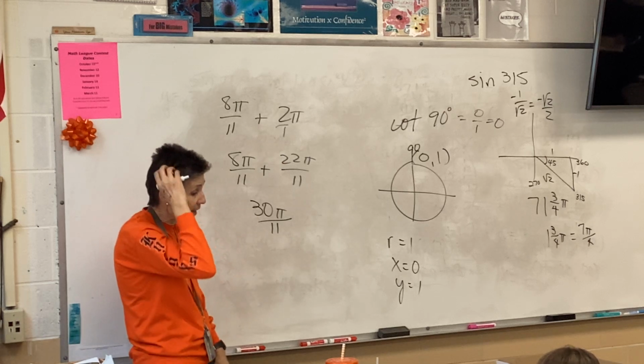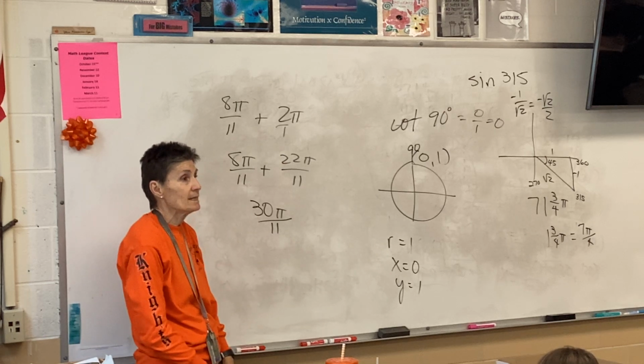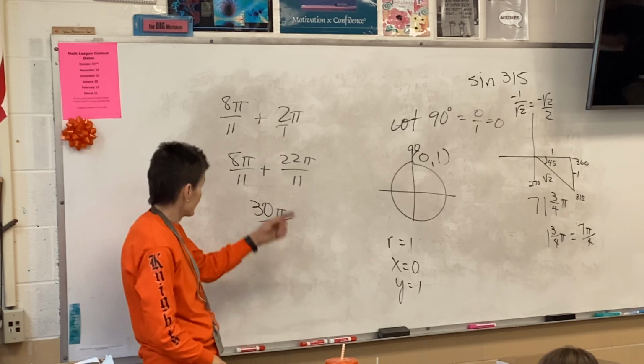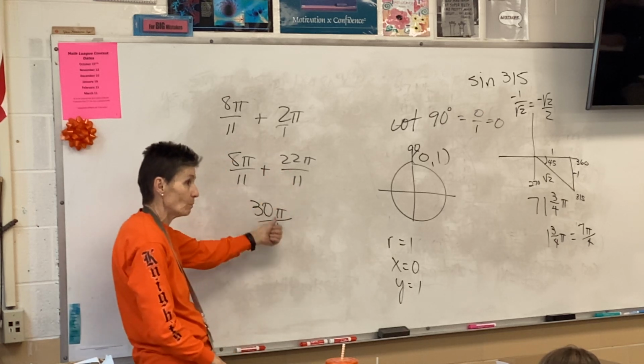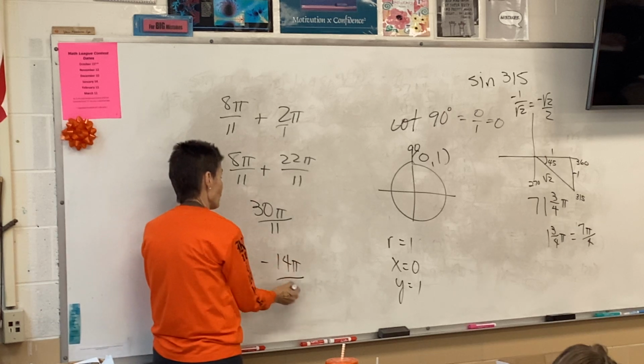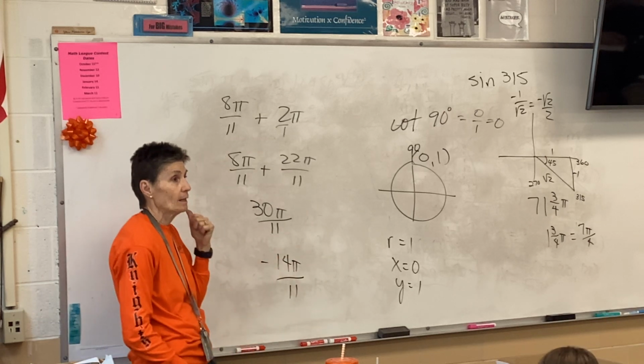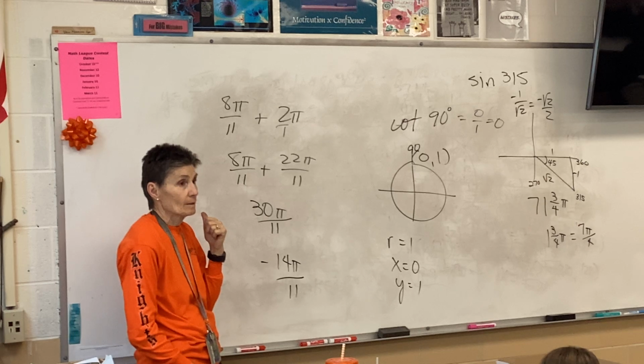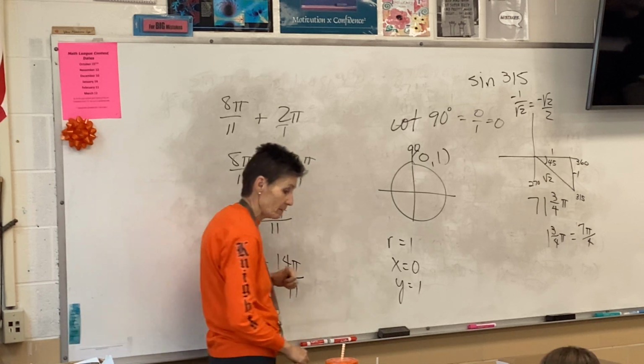That is a positive. What if I needed a negative? Subtract. Instead of adding 22, I would subtract it. So the negative one would be negative 14 pi over 11. Didn't ask for that, but that's what it would be.